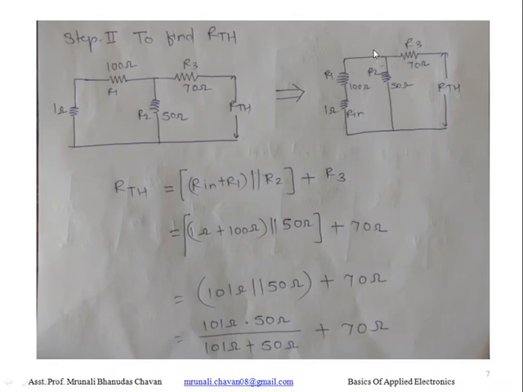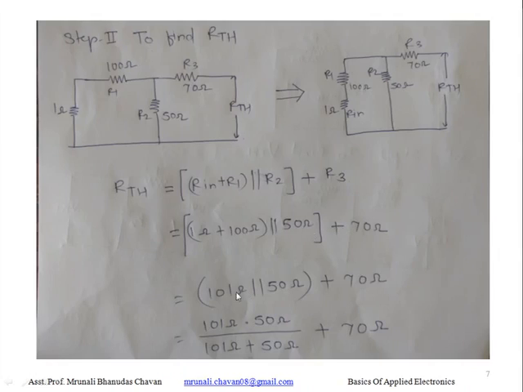Now, we can write the formula for RTH here as RTH is equal to R in plus R1, as these both are in series, and for these series resistance the R2 is parallel. So, written here parallel R2, and for this whole circuit the R3 is in series. So, plus R3. Okay. We just put the value of R in and R1 and R2, R3 here.